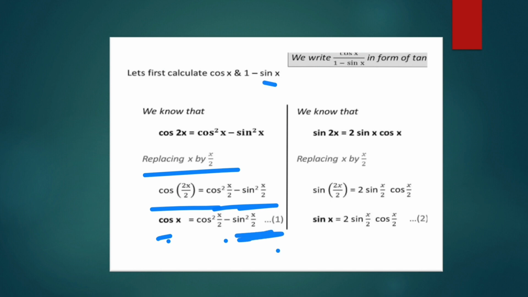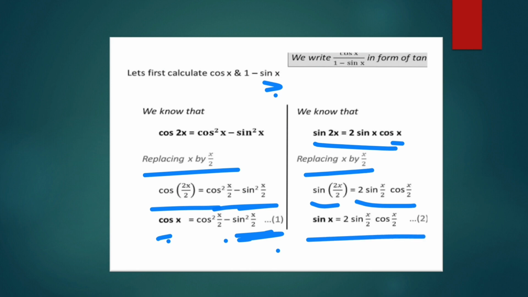Similarly, we want to get the value of sin x. We take sin 2x is equal to 2 sin x cos x. We know it already, right? Here also we replace x by x by 2. What we get: sin x is equal to 2 sin x by 2 cos x by 2. Instead of x, we are writing x by 2.